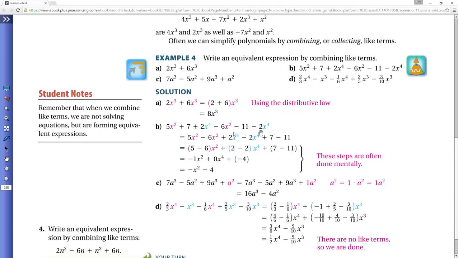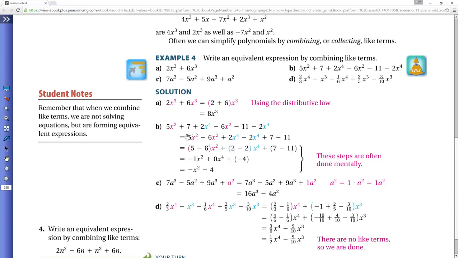Now it's all addition, so I can change the order. And how do I change the order? I want to match up the places where the variable bases and the exponents are the same, because that allows me to use the distributive property. So we've sorted this out in a specific way.